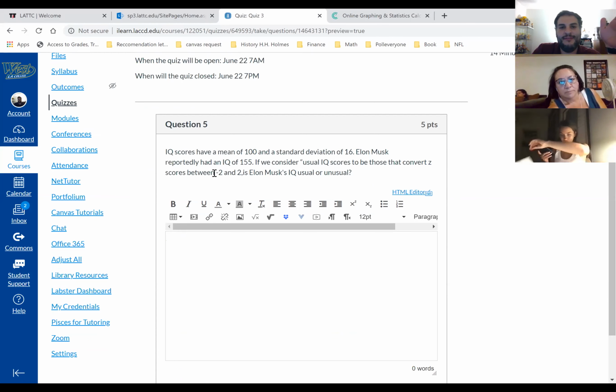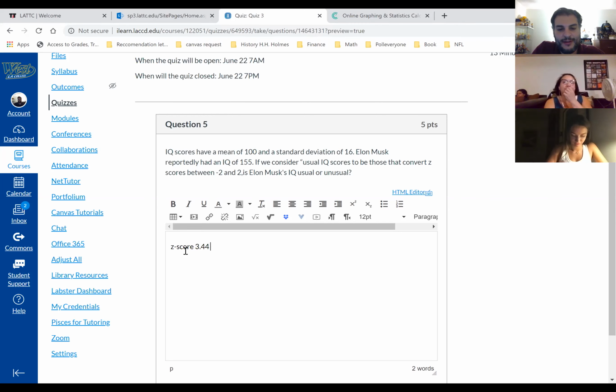z-score of -2 to +2 is considered to be usual. So if something is above 2 or lower than -2, it's considered unusual. So for this one, since Elon Musk's z-score was 3.44, this would be considered unusual.